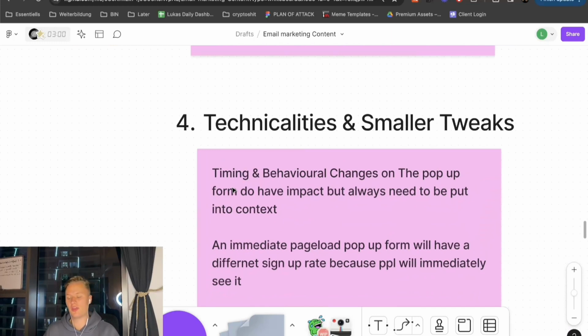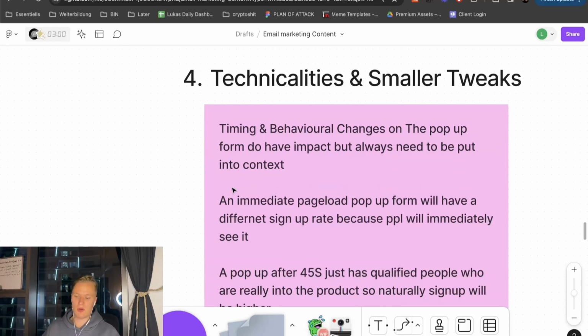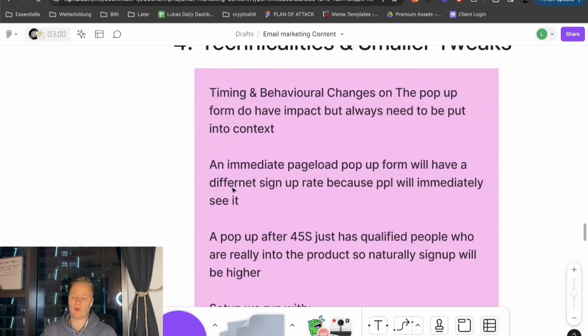Next one, just the fourth angle. The fourth way to increase things is technicalities and smaller tweaks. Timing and behavior changes on the pop-up form do have impact, but they always need to be put into context, because an immediate page load pop-up form will have a different sign-up rate, because people will immediately see it.